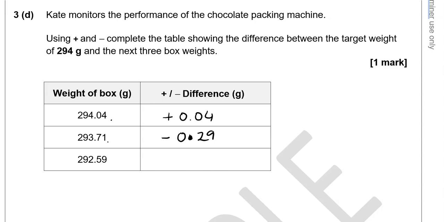The next one, 292.59, is also a negative one, so we're going to put in the calculator 294 take away 292.59, and that gives us 1.41.